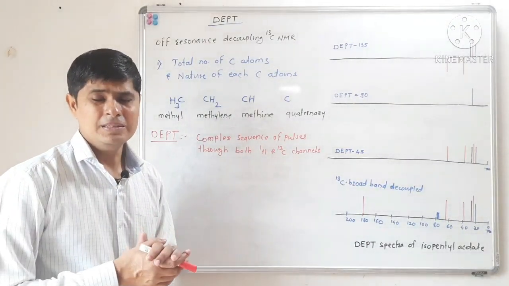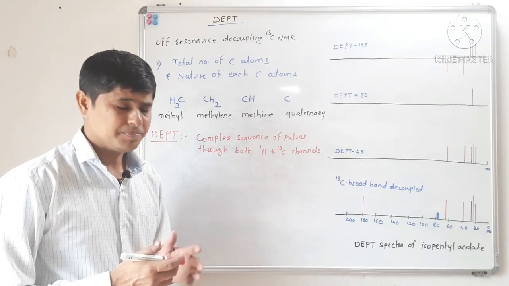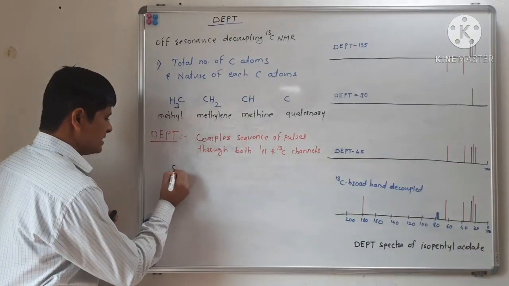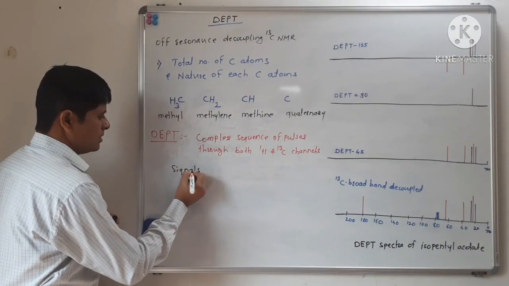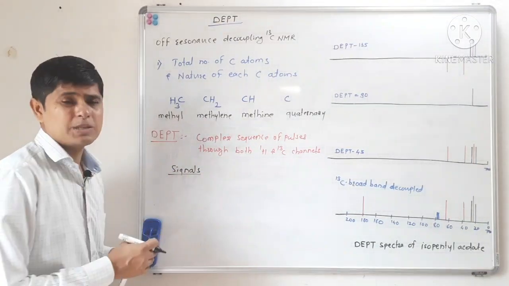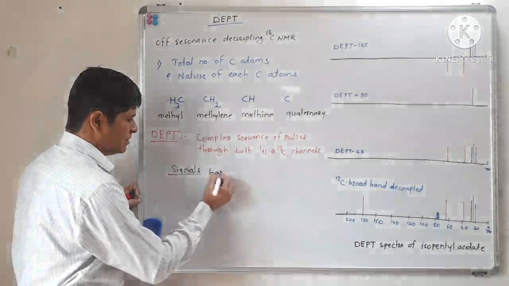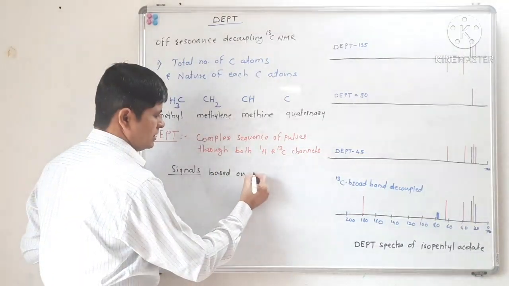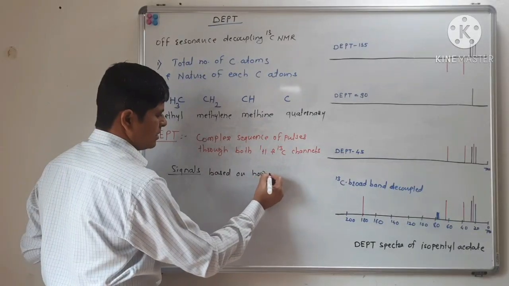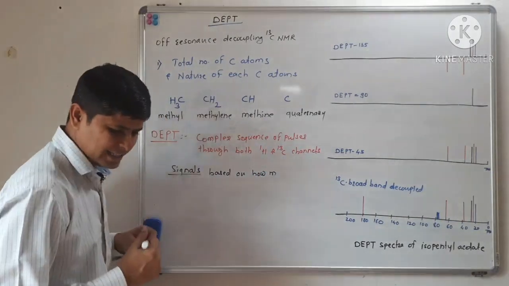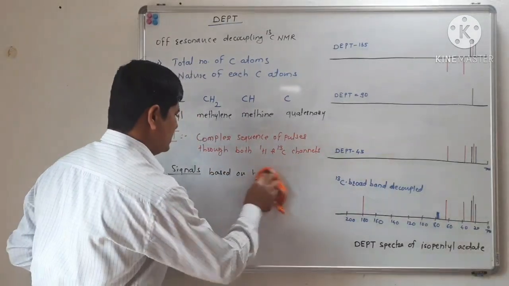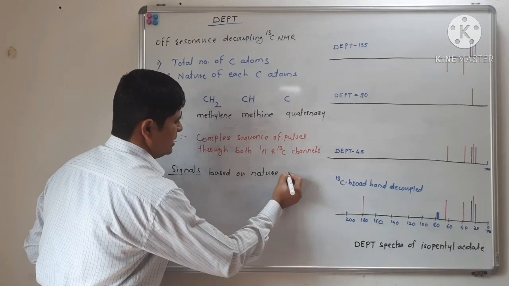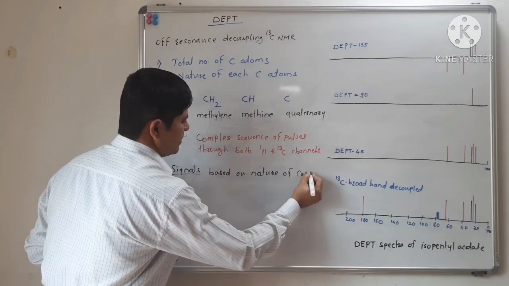So what will happen? We will get a signal, that is, we will get a spectrum based on, I can say directly, the nature of the carbon atom. We will get a signal based on the nature of the carbon atom.